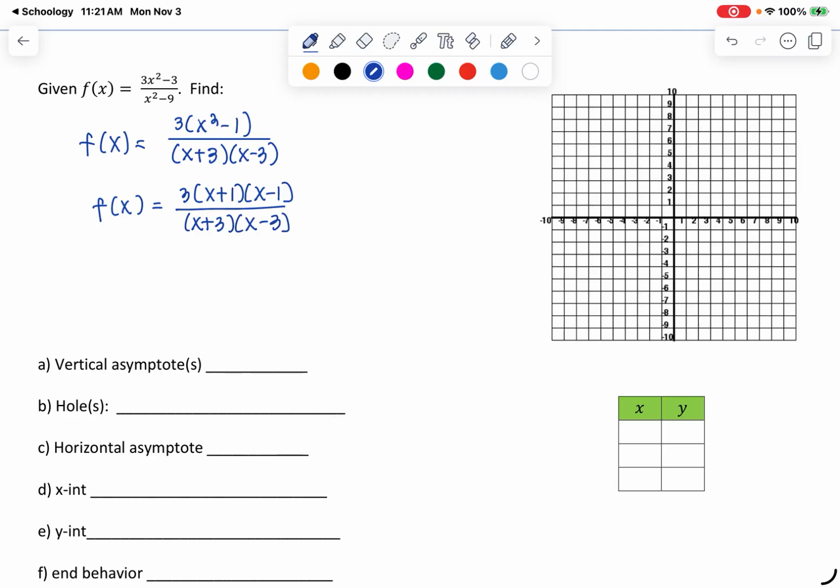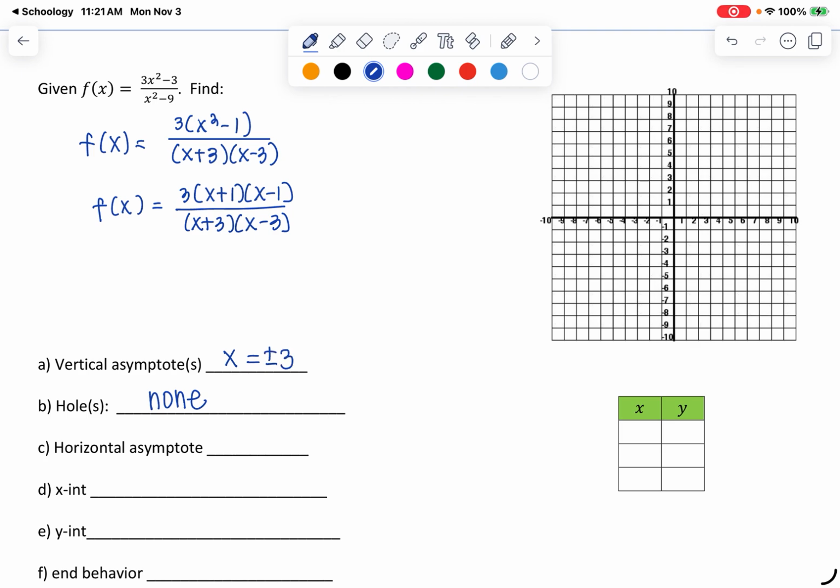And if you look this time, there is no hole in the graph, so I'm going to put none. Okay? Vertical asymptotes, set the denominator equal to 0 and solve. I get x equals 3 and x equals -3, which you can write as plus or minus 3 if you want.